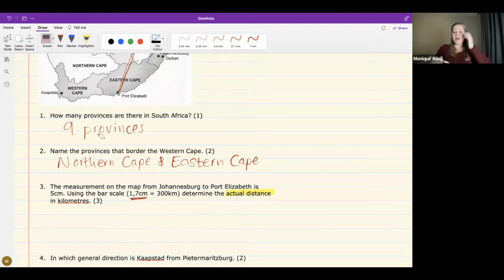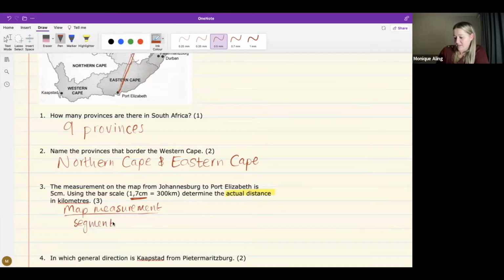Okay, so remember with bar scale, we take our map measurement over the bar scale measurement or segment measurement, times by the real life part of our scale, which is 300 kilometers.